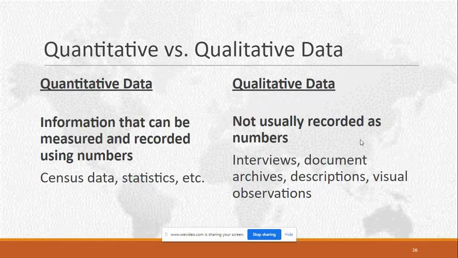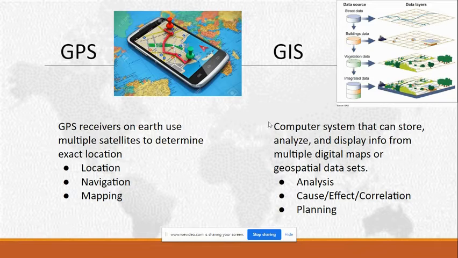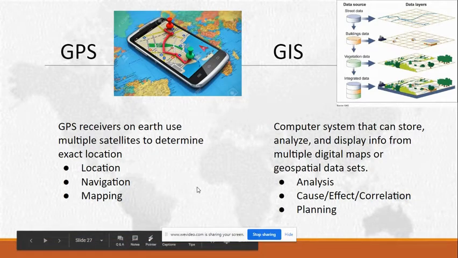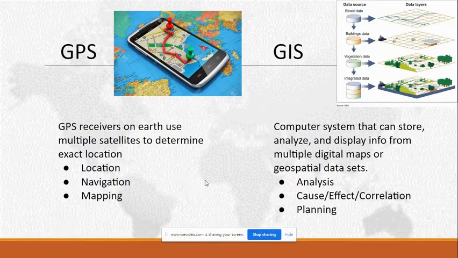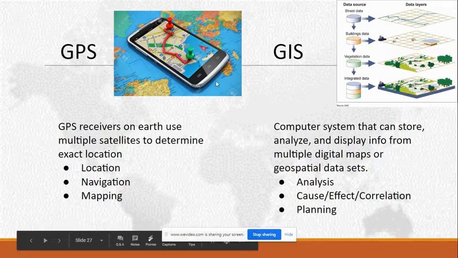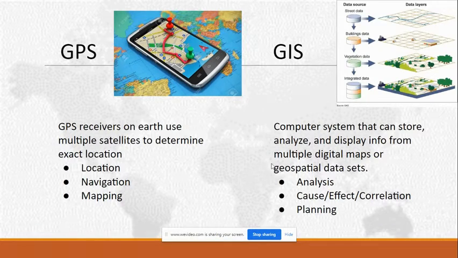Ways that we collect geographic data more specifically include GPS. I think most of us understand what GPS is, but GPS receivers on Earth use multiple satellites to determine exact location. For example, your phone is a GPS receiver. If you use Google Maps or have location services turned on, you are connecting to multiple satellites, which coordinate to figure out your exact location. So GPS is really used for location, navigation, and can be used to map a route.